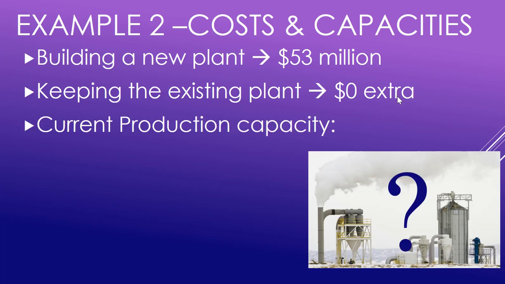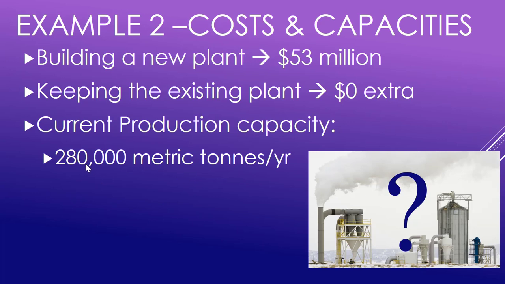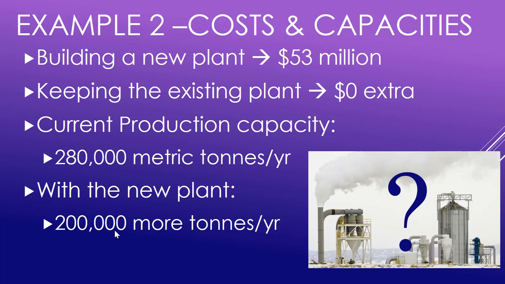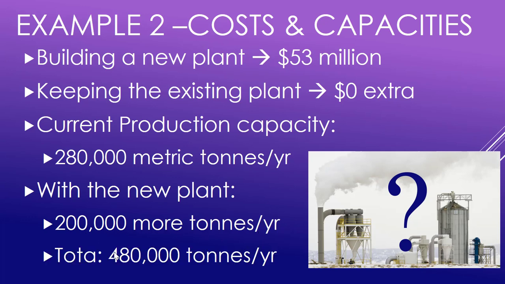Should they not? Okay, now let's talk about production capacities as well. So let's add that layer of complication to this example. The current plant can produce 280,000 metric tons of wood pellets per year. The new plant could produce 200,000 more tons per year. So that's a total of 480,000 tons per year that they can produce if they build the new plant.